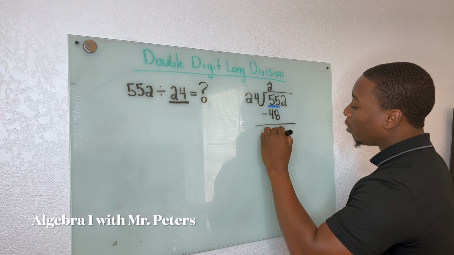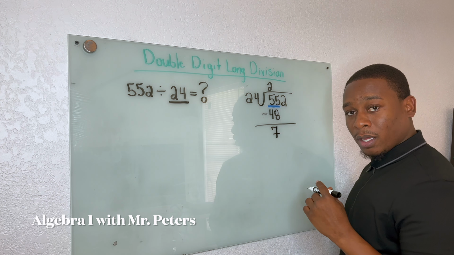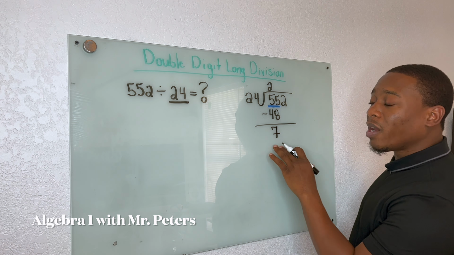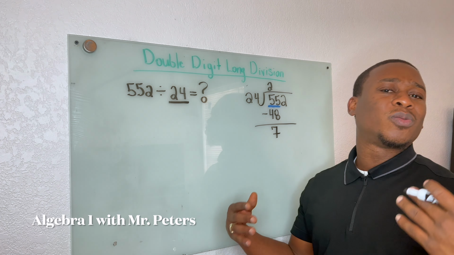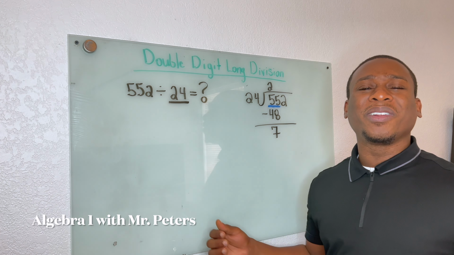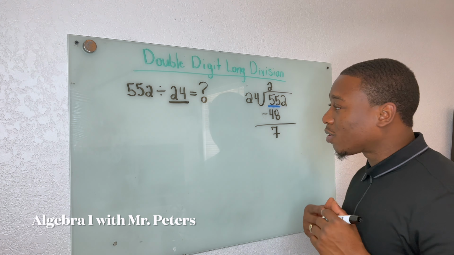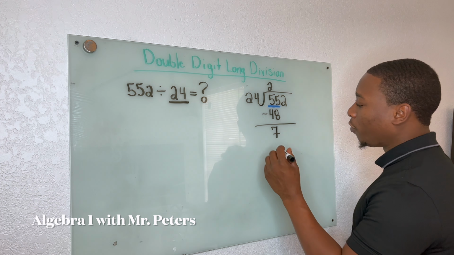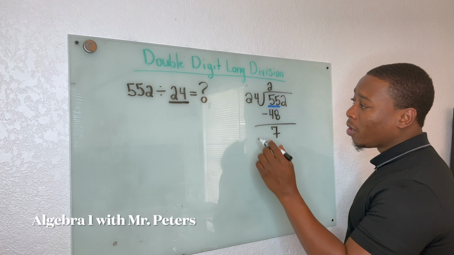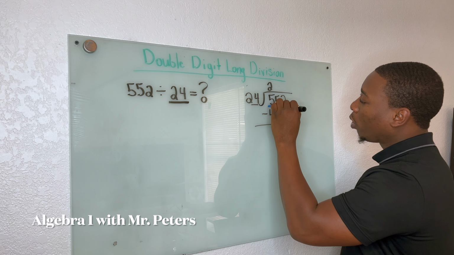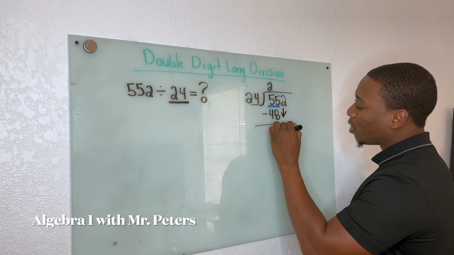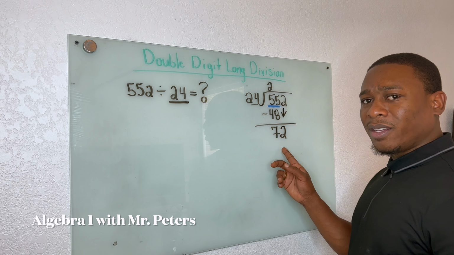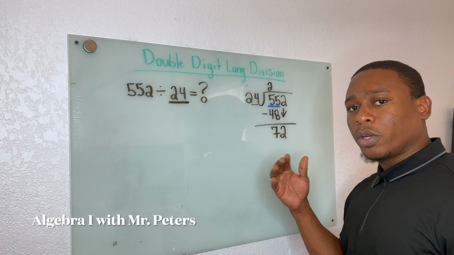We now find a difference, which is 7. And now I say, okay, I know that 7 cannot be divided by 24. So Professor Peters, what do we do? Guys, we're just going to do the same thing we do in a regular long division problem. The number is too small to divide by the divisor, so we're going to bring the next digit down. And as we notice right here, we definitely could divide 72 by 24.